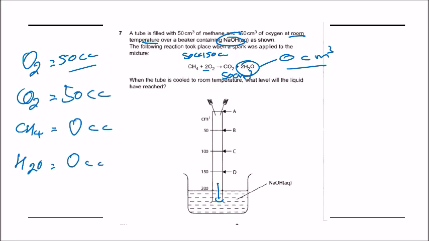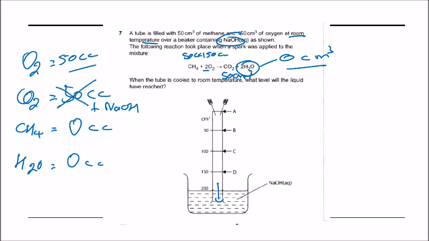Now, we haven't talked about the sodium hydroxide. What's the point of the sodium hydroxide? Well, the sodium hydroxide is an alkali, a strong alkali. Carbon dioxide is an acidic gas. So the sodium hydroxide will actually react with the carbon dioxide as it's made.